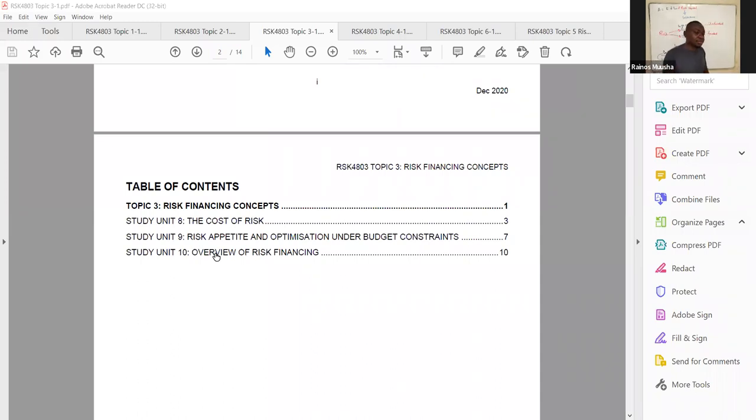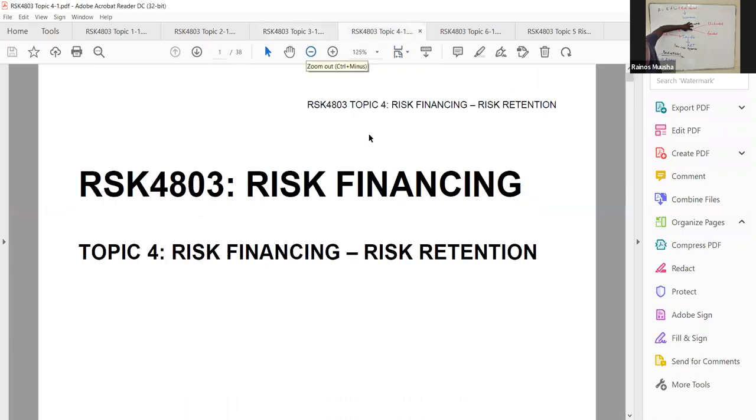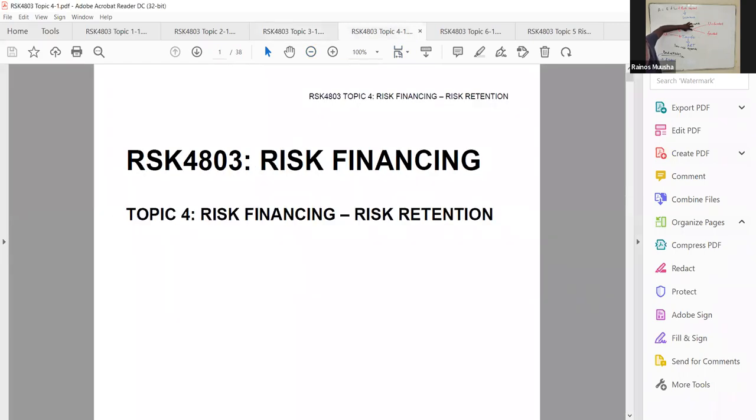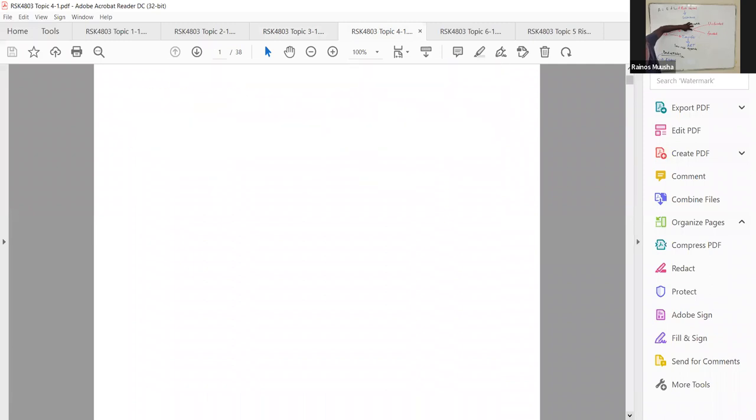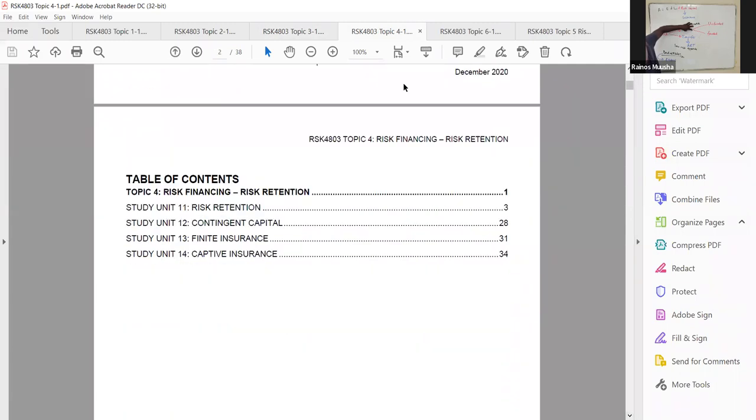Then after that, we are going to go forward and say, now that we've understood how these concepts mix together, how do we analyze in detail the risk retention? When you look at the analysis of risk retention in detail, this is where you're going to be looking at topic four. So topic four is where we're going to be looking at risk retention.